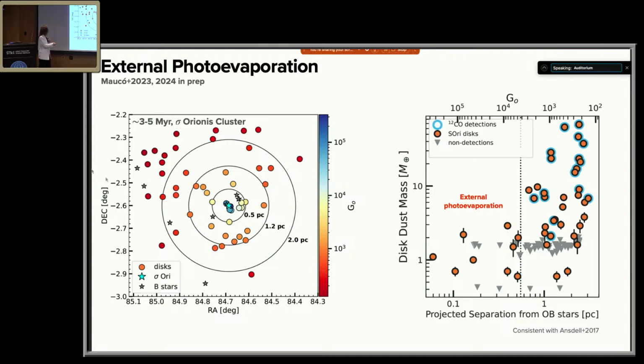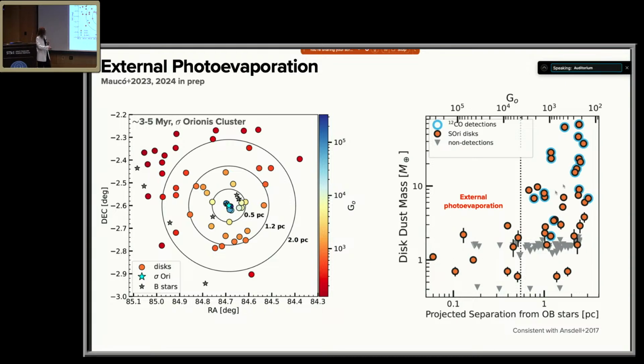So here I show you just the spatial distribution of our targets. Sigma Orionis is here in the center, and we studied this cluster in this paper from last year. We observed this cluster with ALMA, so we have the disk dust mass of our sample. And if you compare the disk dust mass versus the projected separation from the massive star, the inner parts here, as you can see, really are composed of targets with very low masses, which is an indication of external photoevaporation.